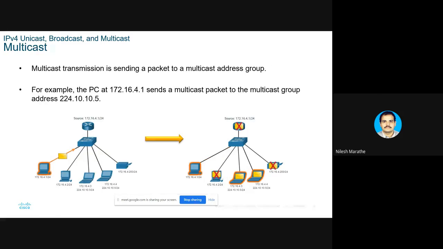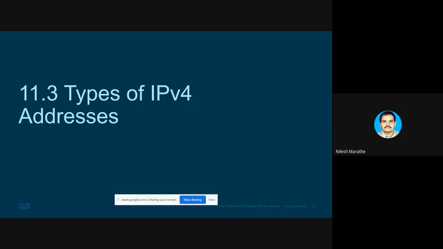Then here, multicast to a set of groups. So these two PCs will not get this information. Only the PCs which are a member of that particular multicast address will get that particular message. That is called unicast, broadcast, and multicast.